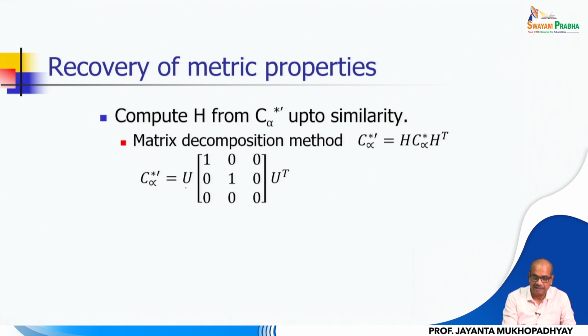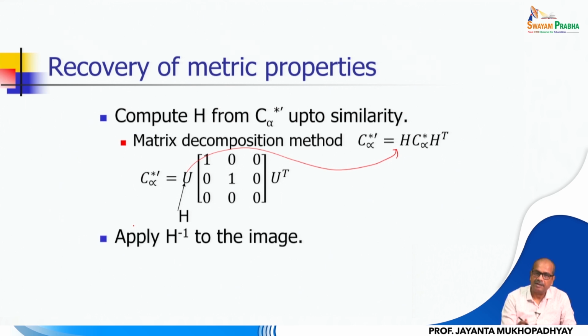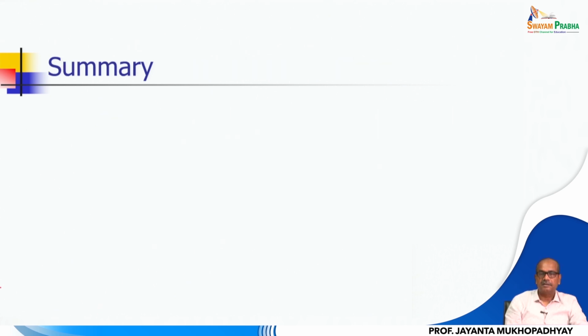So, now you can see that this u could be equated with this h. So, you can get an estimate of h, and once you get an estimate of h, apply h inverse on the image, that means the inverse transformation, and you can get back the respective configuration up to similarity, which means once again the distances are not preserved, but aspect ratios are preserved, angles are preserved. So, you apply H inverse to the image.